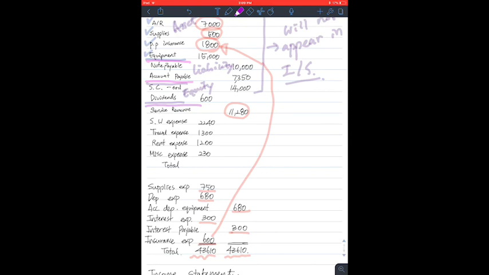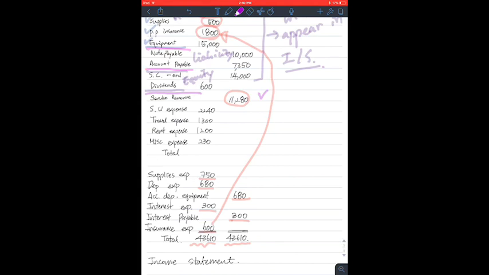Service revenue is an income statement item, and salaries and wages expenses, travel expenses, rent expenses, miscellaneous expenses, they are all related to the income statement. Supplies expenses also, and depreciation expense. Here, we have a new asset account, accumulated depreciation equipment. This is your financial statement item. Under equipment, you have to write accumulated depreciation equipment.